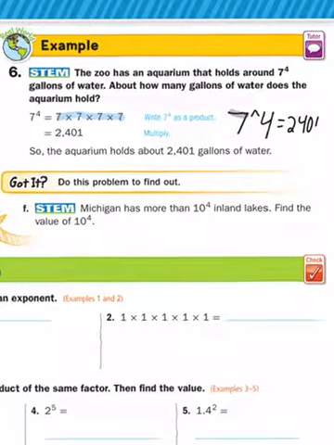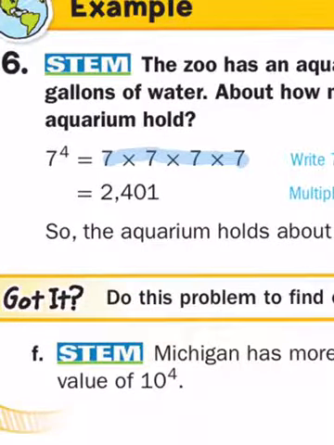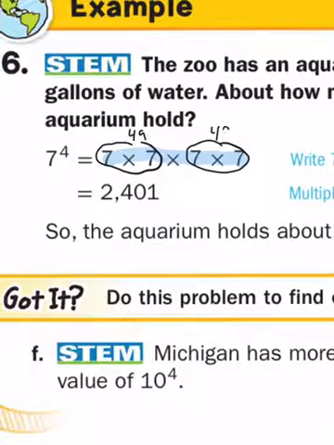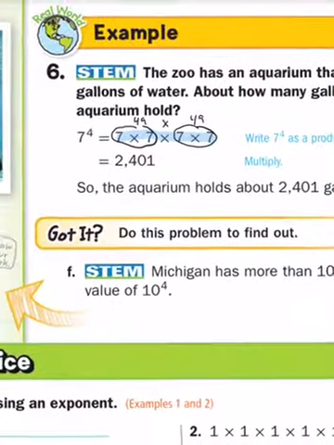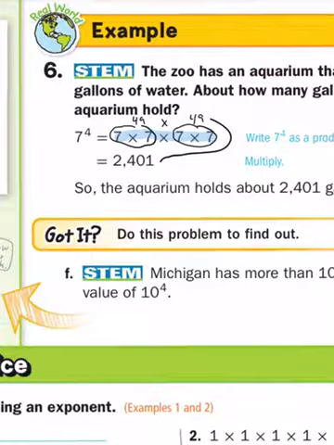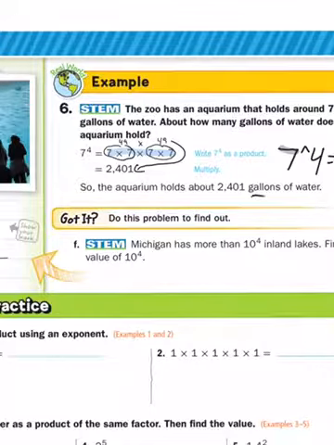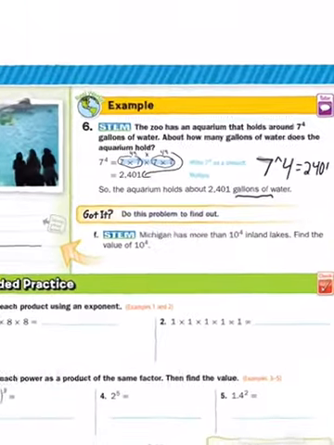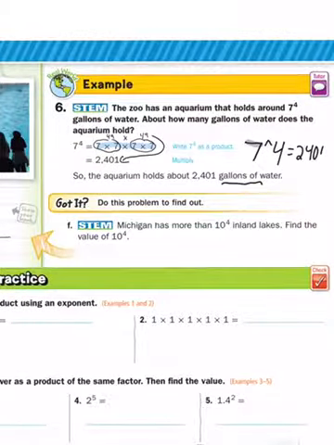2,401. Now, if you were doing it without a calculator, here's what I think the easiest way to do is. If you know 7 times 7 is 49, and that 7 times 7 is 49, then I would just do 49 times 49. And if you do 49 times 49, you will get 2,401. So remember, you need a label. It would be gallons of water. Now, in problem F, you're going to do it. Now, I will give you a hint.